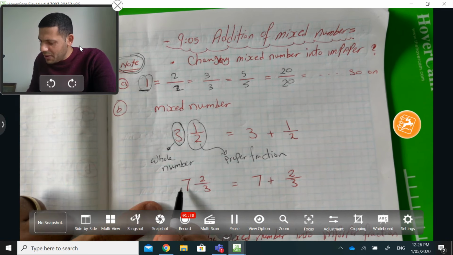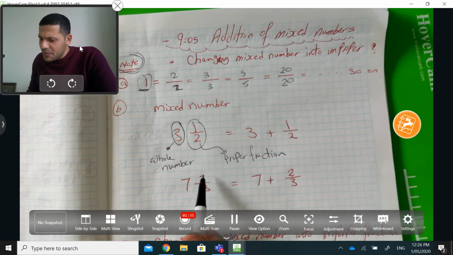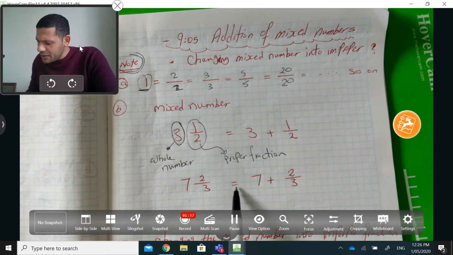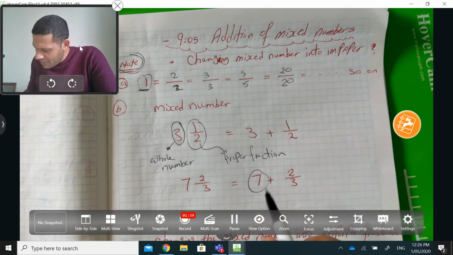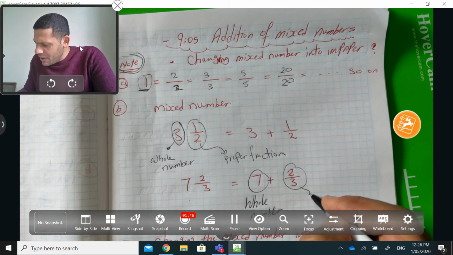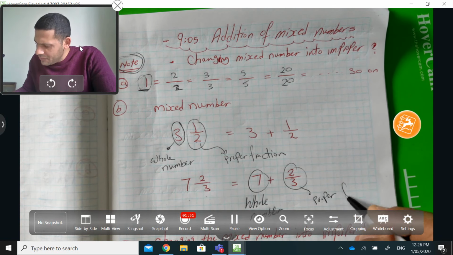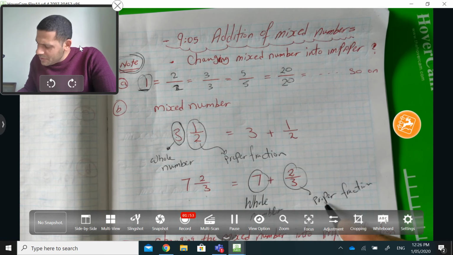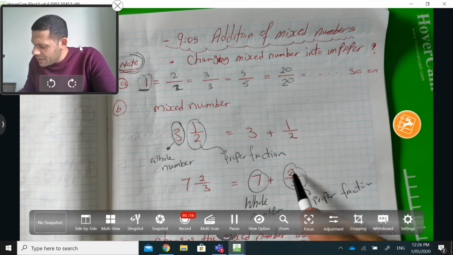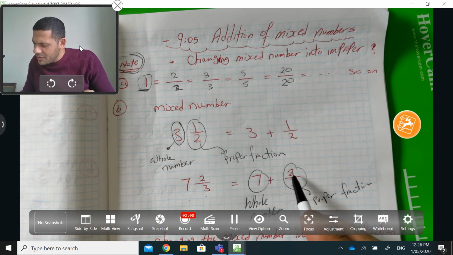Another example here. How can we write the mixed number 7, 2 over 3? You can write it as 7 as a whole number plus 2 over 3 as a fraction, or proper fraction. Why do we name it proper fraction? Because the numerator here is less than the denominator. So when you have the numerator less than the denominator, we name it proper fraction.